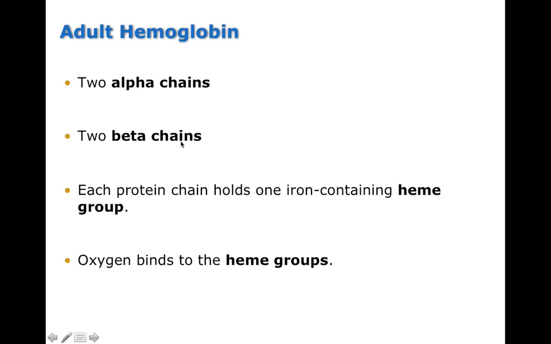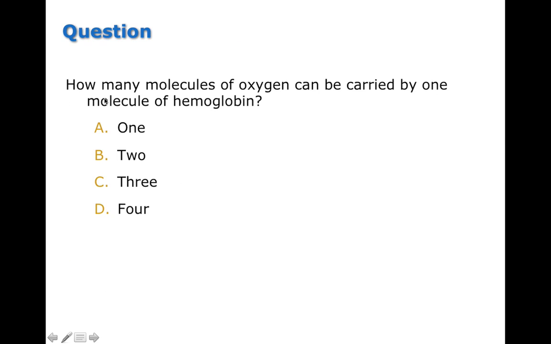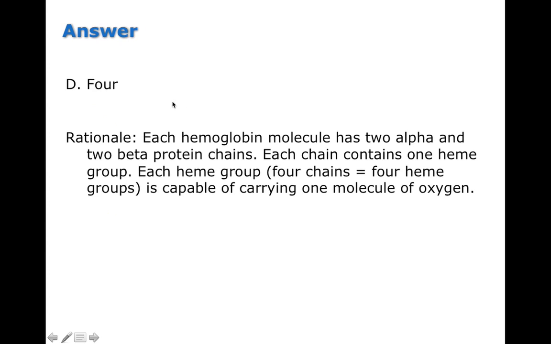The alpha and beta chains each contain a heme group, and the heme is essentially an organic molecule that contains a central iron atom. Now, this iron is essentially what can bind with gases like oxygen, carbon dioxide, and carbon monoxide. And because our hemoglobin has 4 heme groups, the question here says how many molecules of oxygen can be carried by one molecule of hemoglobin? Well, if each hemoglobin molecule has 4 heme, then you can carry 4 oxygen atoms per hemoglobin molecule.